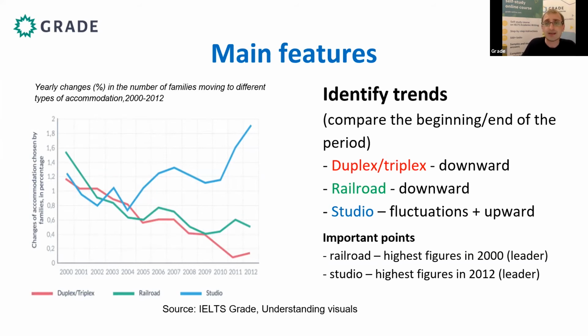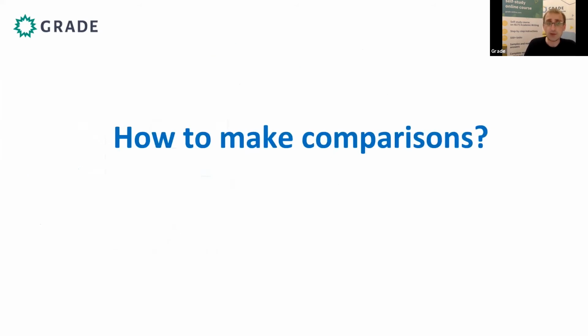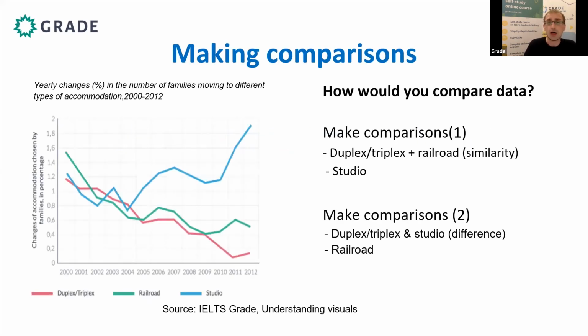Then the next part will be about comparison. So how can we make comparison and actually use this comparison to describe these different kinds of figures? As we've identified a bit earlier, we have two lines that have a downward trend, and these are railroad and duplex triplex. And studio actually stands out because the trend is opposite. So we can actually describe duplex triplex together with railroad and focus on similarities, and then focus on studios in comparison. So basically showing contrast or difference.